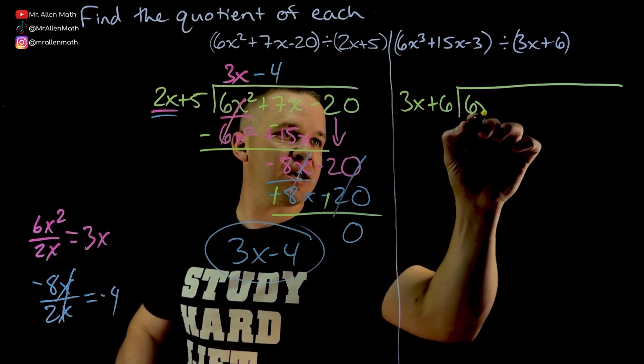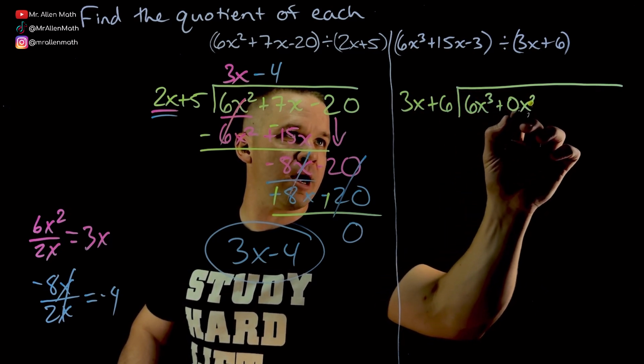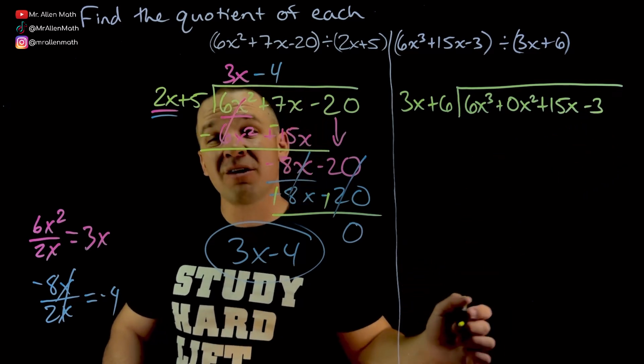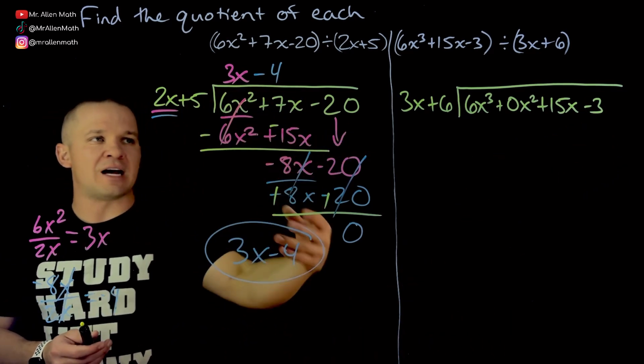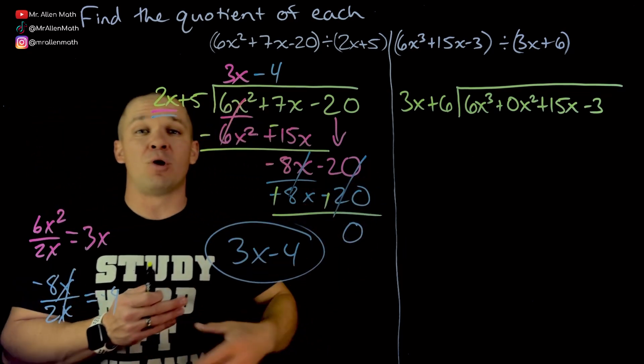Then I have 6x cubed. There's no x squared, so I'll put plus 0x squared plus 15x minus 3. If you don't do that, everything gets unorganized. Your like terms are not together. So always be on the lookout for missing terms. Sometimes you have multiple missing terms.